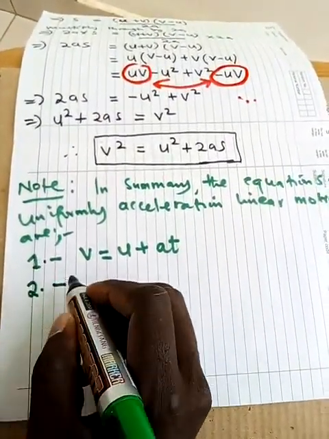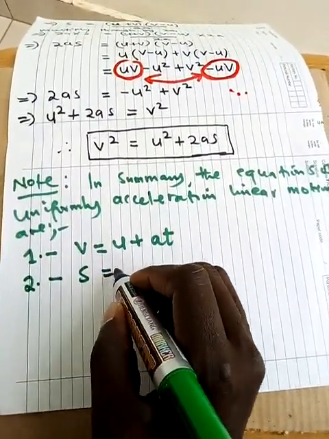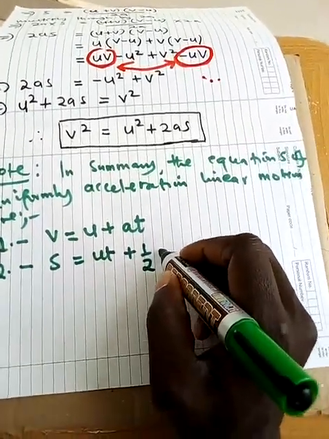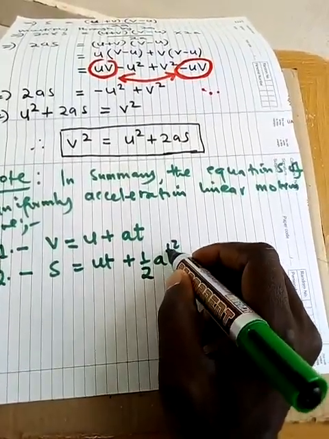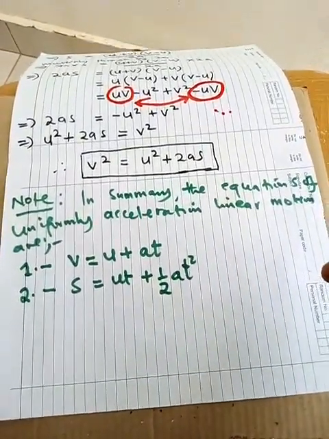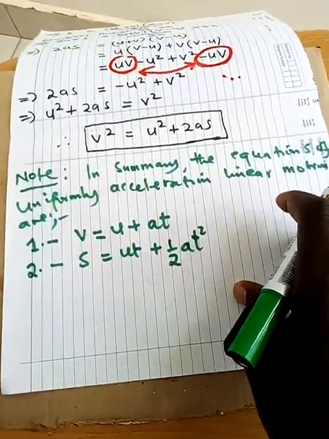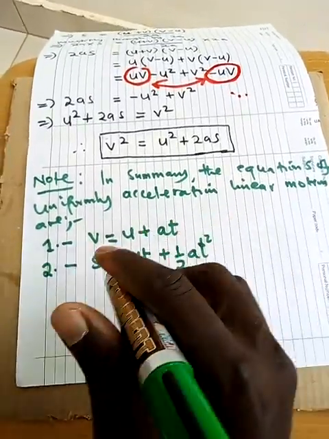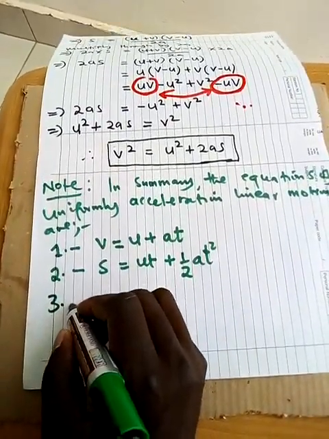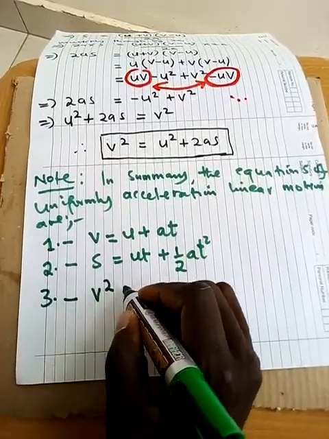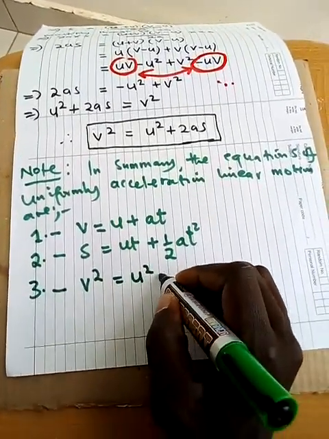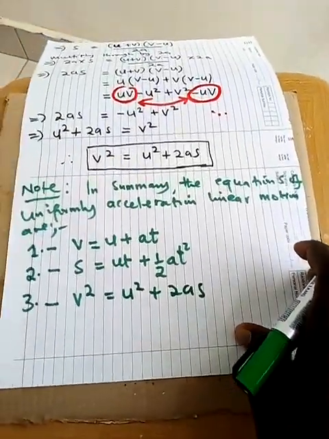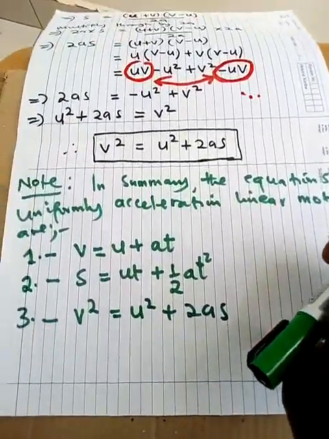Number two, we had S is equal to UT plus a half AT squared. Of course, the parameters carry the usual meanings. Here, what we have just added in is S, which actually stands for the displacement of the body. Then the third equation is V squared equals U squared plus 2AS, implying that now all the terms have almost been put together.